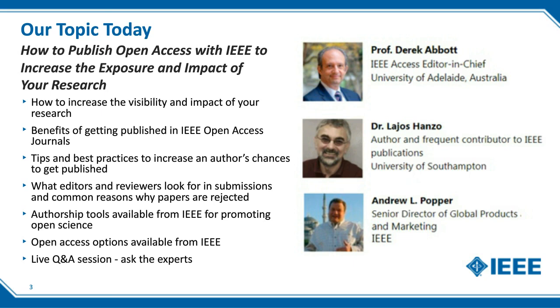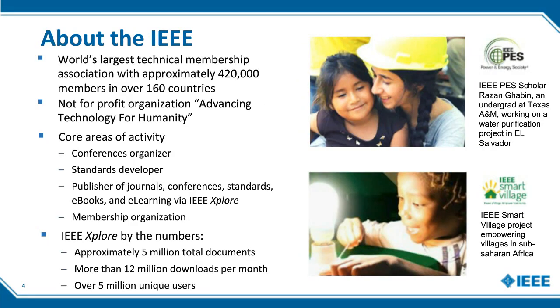So before we get into the presentations, I wanted to give you a little bit of background information about the IEEE. We're the world's largest technical membership association with approximately 420,000 members all around the world. We're a not-for-profit organization, and that's our tagline, Advancing Technology for Humanity. There are several core areas of activity for IEEE.